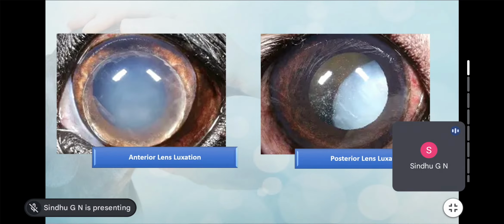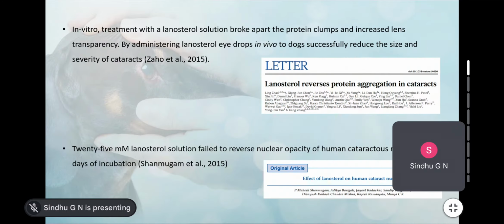For the treatment of cataract, in vitro treatment with lanosterol has found some effect, but in clinical cases, I didn't find any good result with the use of lanosterol drops. Other medicines that claim to give result for cataract, which are available in the market, some nutraceuticals and all, they are not at all effective. But lanosterol, at least one research publication is there, but still I didn't find them clinically effective in managing cataract.